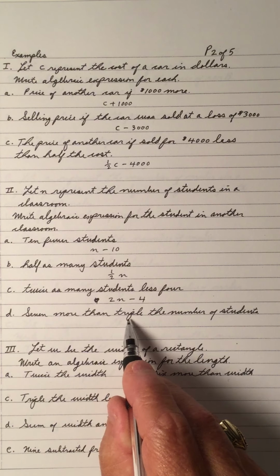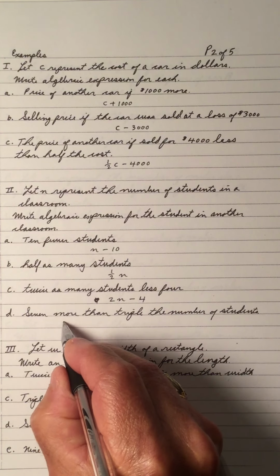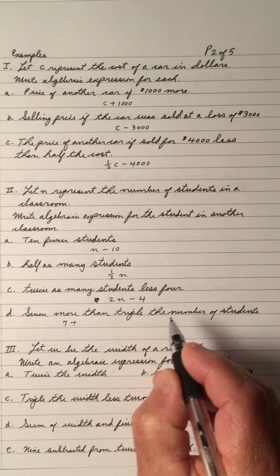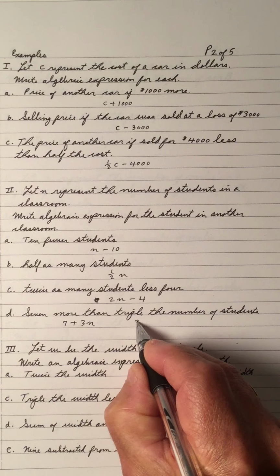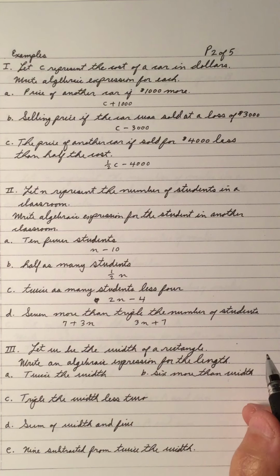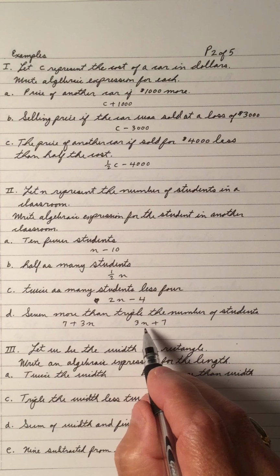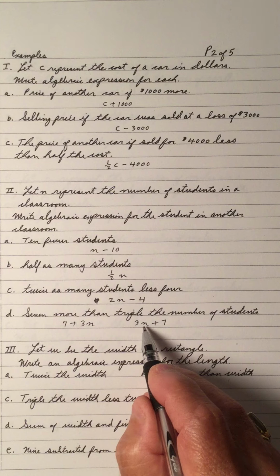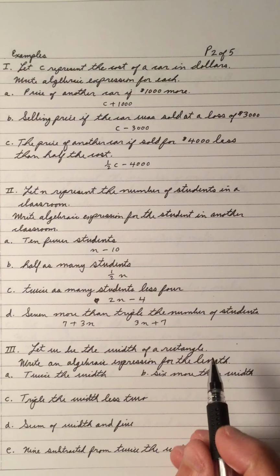D, 7 more than triple the number of students. So 7 more than means add, so 7 plus triple is 3N. Again, the better way to write that is 3N plus 7. 7 plus 3N is not wrong, but in math, we put it in descending order. We put the linear term before the constant term.